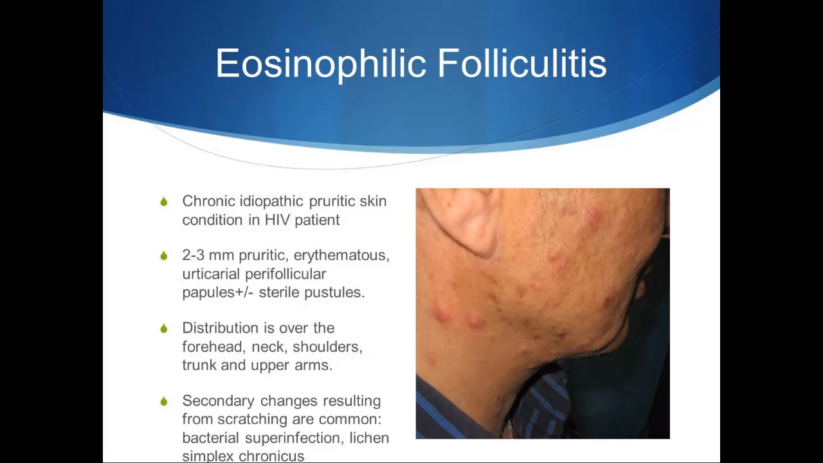It's a very pruritic skin condition consisting of these subcentimetric erythematous, perifollicular papules and pustular lesions. And the distribution is very characteristic. It usually includes the forehead, the neck, the shoulders, the trunk, and the upper arms. And because the patient is very consumed with itching, sometimes all you may encounter is the secondary changes, which are either inflammatory hyperpigmentation, lichen simplex chronicus, or bacterial superinfections.